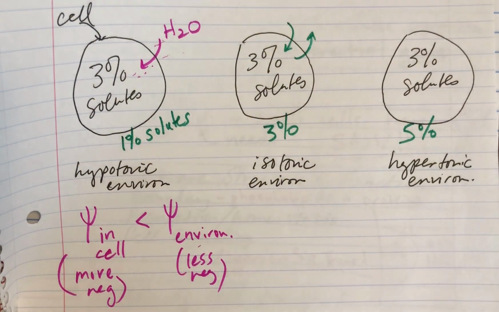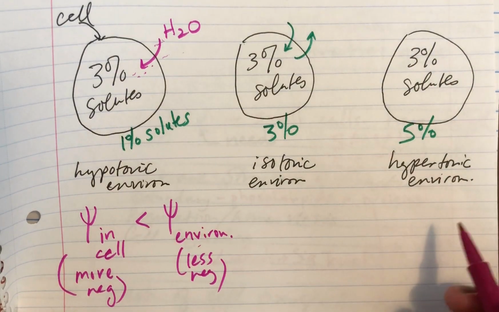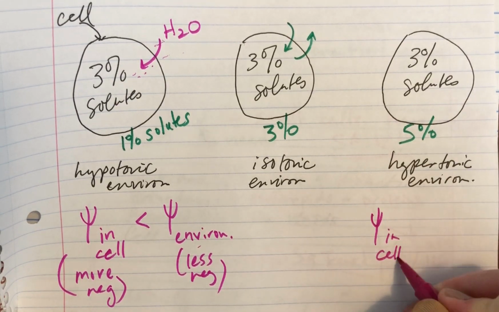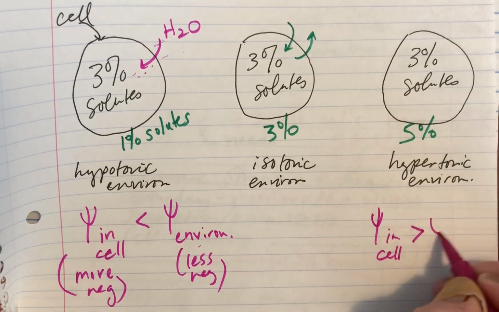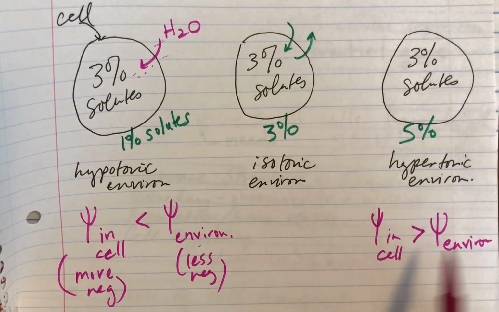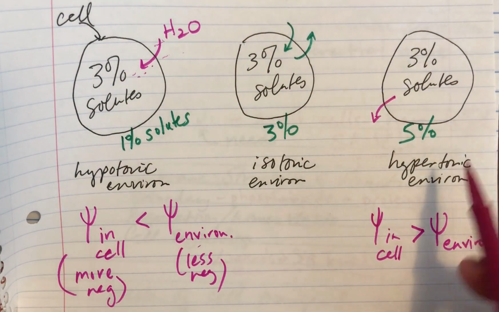But the way you describe that, because now you're a scholar, practically almost doctors, is that the water potential in the cell is more negative, or less, than the water potential of the environment, causing water to move in. The opposite is true over here, right? So here, the water potential in the cell is going to be greater than the water potential of the environment, which means water's got to leave.